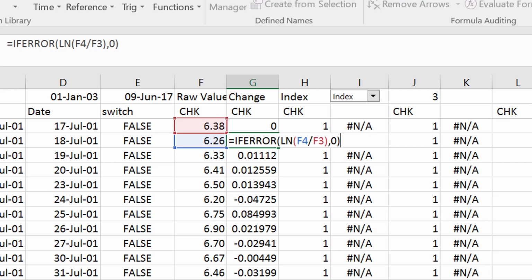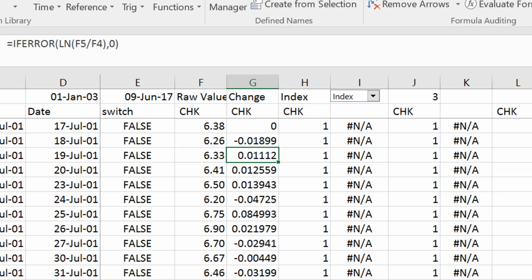And then I get the percent change in that stock by taking a natural log of this period divided by last period. That's a continual rate of change. If you want to figure out the discrete rate of change, you just take this period divided by the last period minus 1.